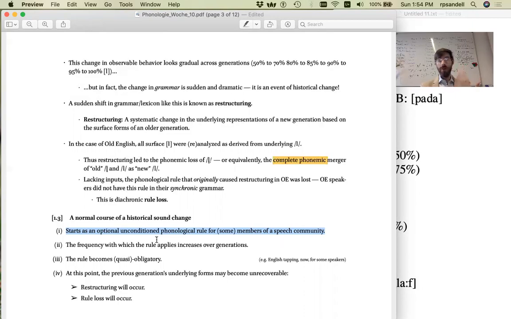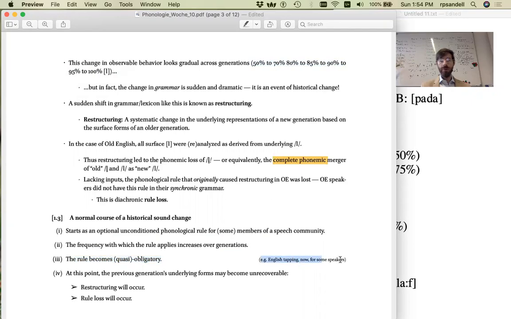So originally, we might imagine there could have been some social conditions. Some speakers applied the lateral voicing rule, and some speakers did not. But over time, for whatever reason, we won't concern ourselves for the moment with the reasons why this happens, the frequency with which that rule applies increases over the generations to the point where the rule becomes obligatory or quasi-obligatory.